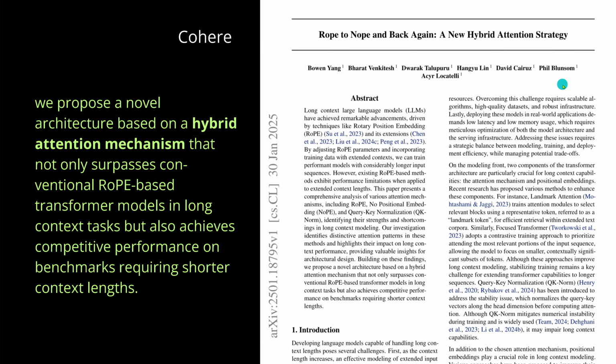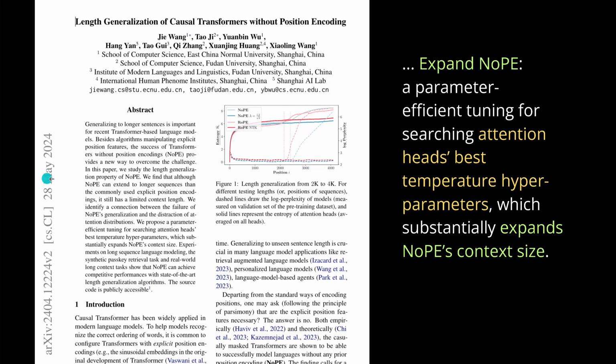Because remember this one, this is from May 2024, from a university in Shanghai, China: the length generalization of causal transformer without position encoding. And we had a look at the time at this expanded NoPE functionality, where we were tuning a parameter, an efficient tuning for searching the attention head's best temperature hyperparameter. And they found out, Shanghai, thank you, that they can expand the NoPE context size massively if you do the hyperparameter optimization.